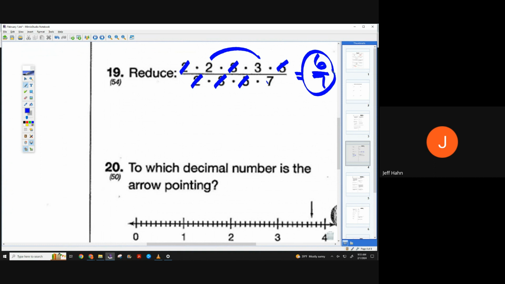If everything would cross off on the top, John Schobert, what if this 2 and this 3 would have crossed off on top? Would I have something on top left? It would be a 1. If everything on the bottom crosses off, it's still a 1, but we don't put things over 1, so you can just leave the top. It'd just be a whole number.